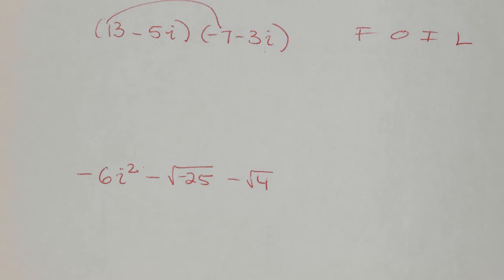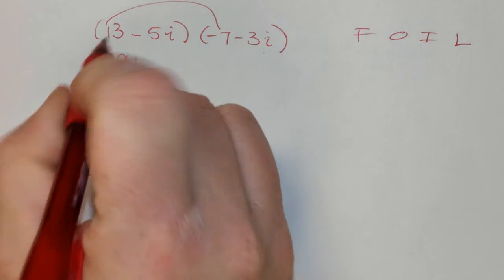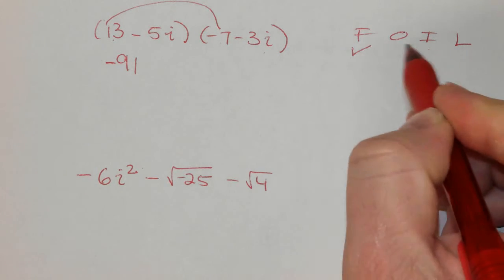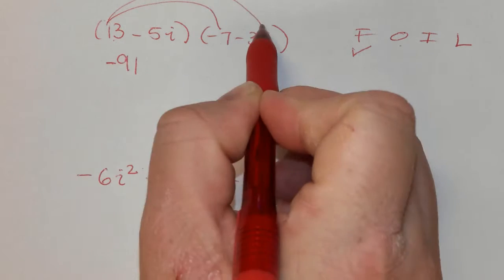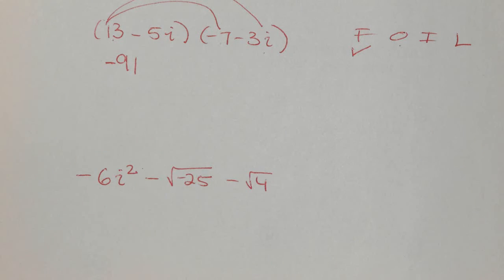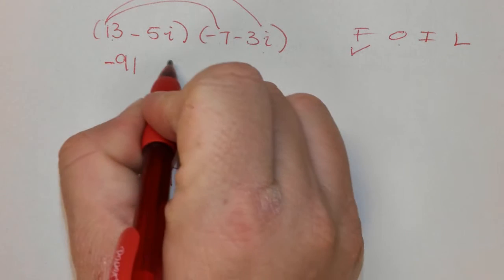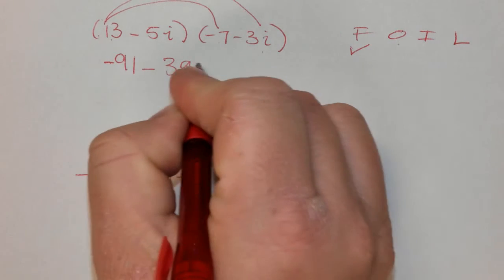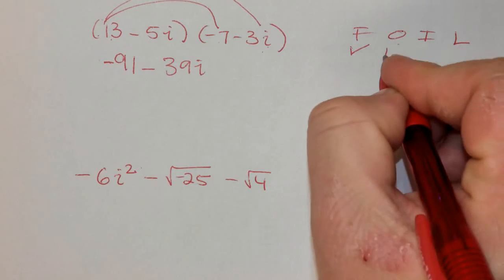I'm going to take 13 times 7 to achieve an answer of 91. Positive times a negative is a negative. I've done the front. Now the outside, I need 13 times 3. I know 13 times 3 is 39. A positive times a negative is a negative, and attach the i.